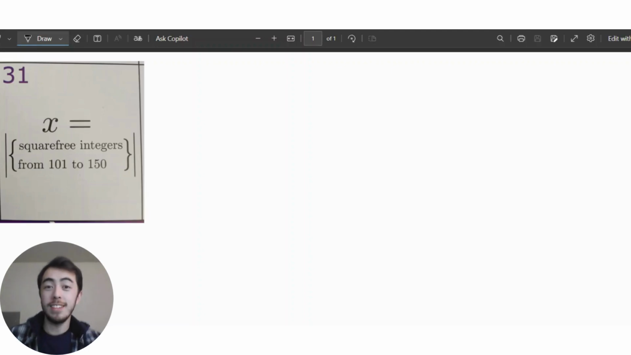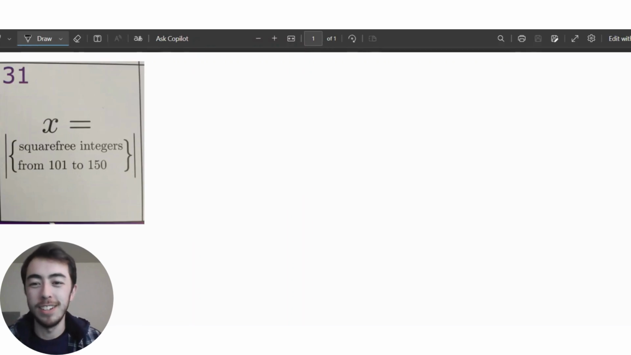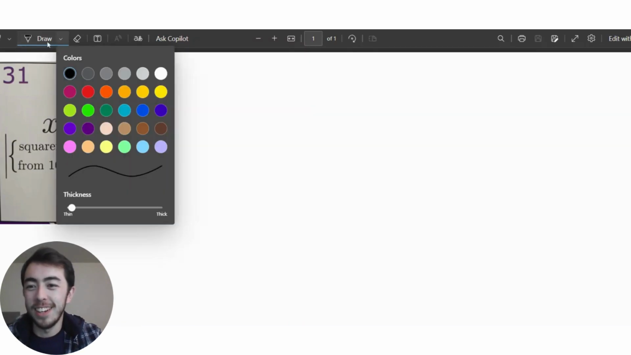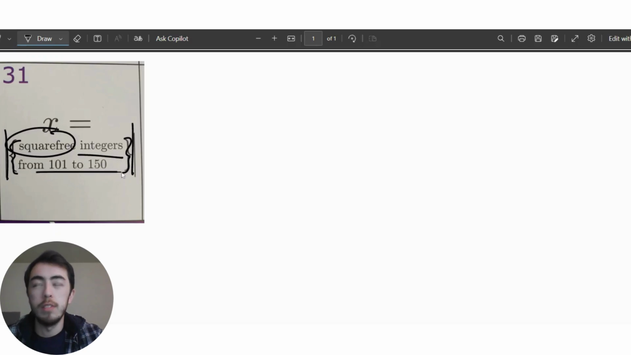Today is the last day in January, and we're solving the 31st problem from this Daily Epsilon calendar. All right, let's try it out. X is equal to the cardinality, or the size, of the set of numbers that are square-free integers from 101 to 150.